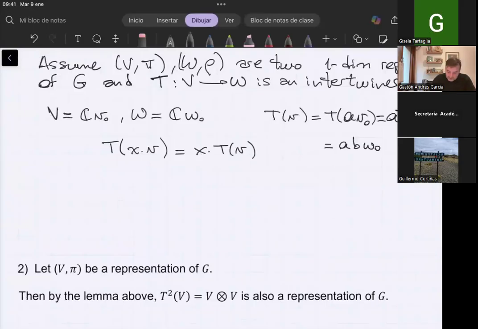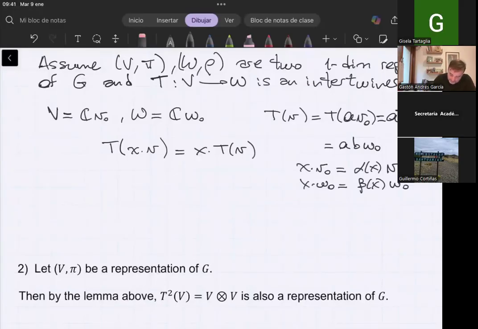So if we write this, then the action on V0, or on any v, has to be a multiple again of V0 because it is one dimensional. So let's put it alpha times V0. But since it depends on the action of x, this alpha is actually depending on x. So let's write alpha of x times V0. The same with the action on W0: let's put it beta of x times W0.